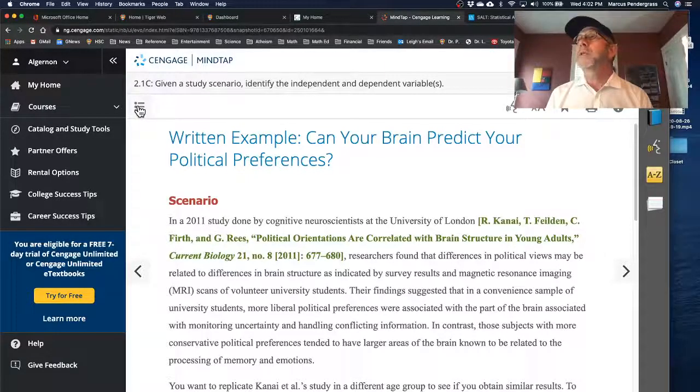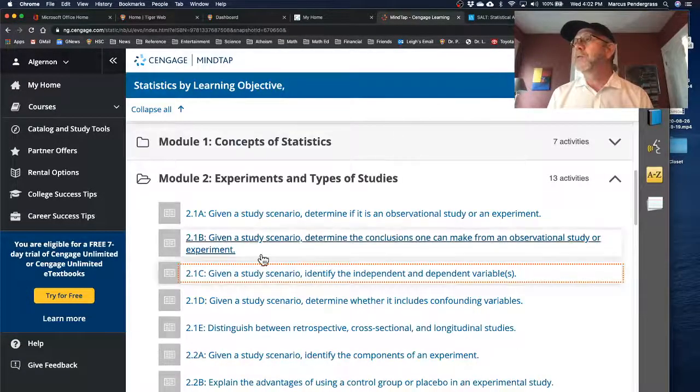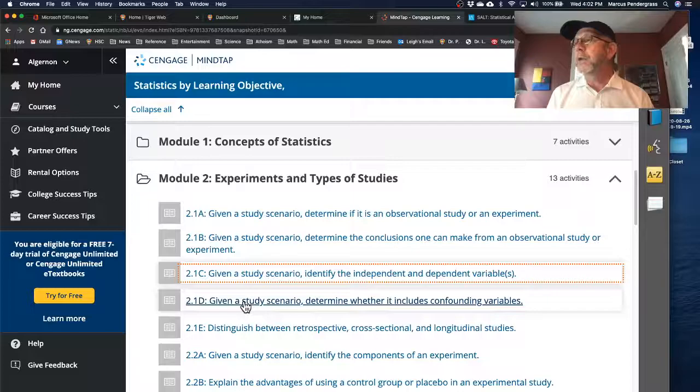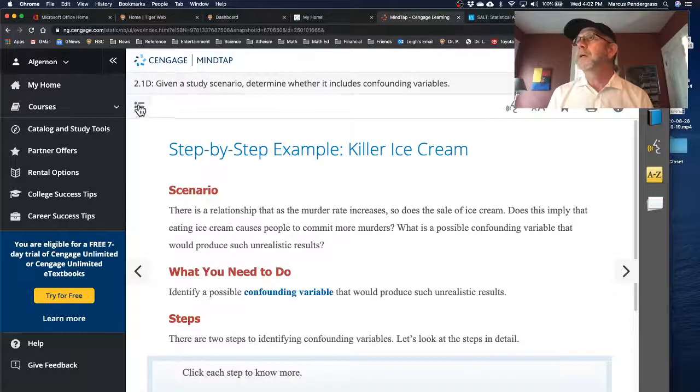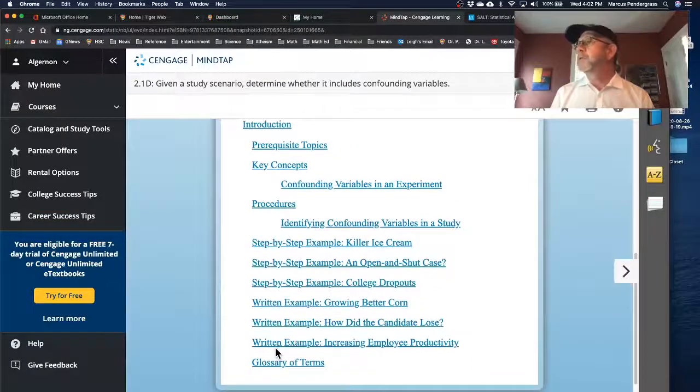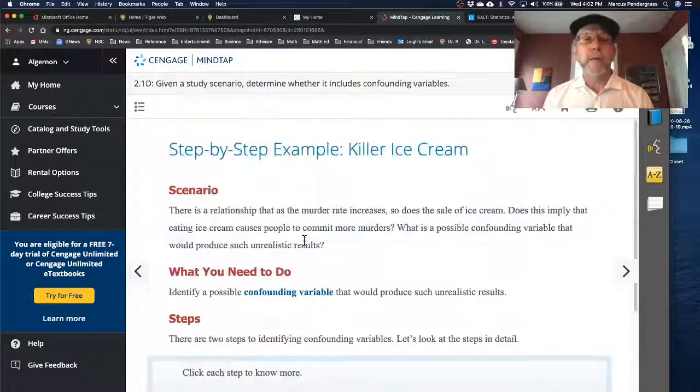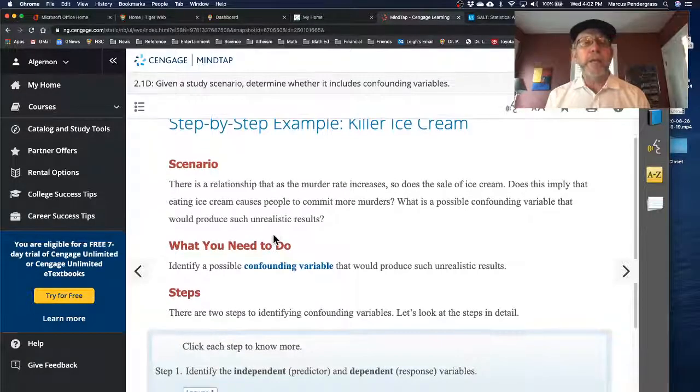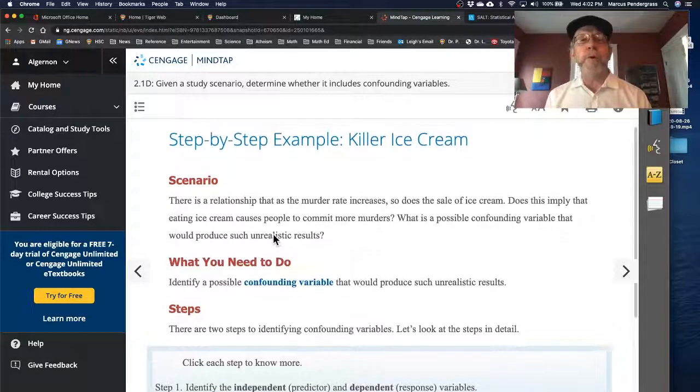Let me do one more example, and this would be from 2.1D about confounding variables. Let's see, what did I want to look at? Oh, okay, here's one. This is a little bit of a simple example, but it's worth looking at. It's been found that there are relationships between crime activity, crime statistics, and a host of other variables. Everything from phases of the moon to, in this particular example, ice cream sales.